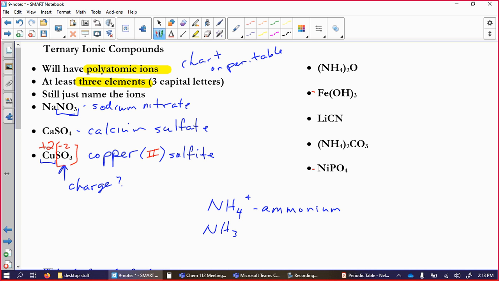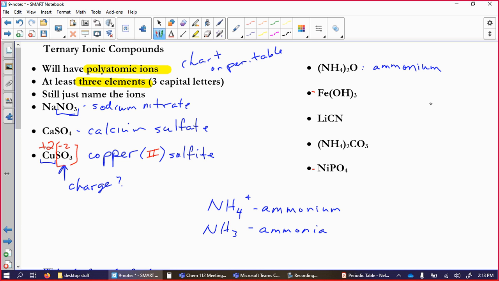NH3, which a lot of you may have in your cleaning supplies closet, is ammonia. You make ammonium by adding an H to that, but this is a polyatomic ion. So even though it's at the beginning, this is ammonium.